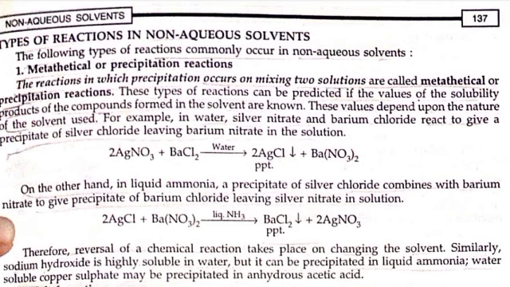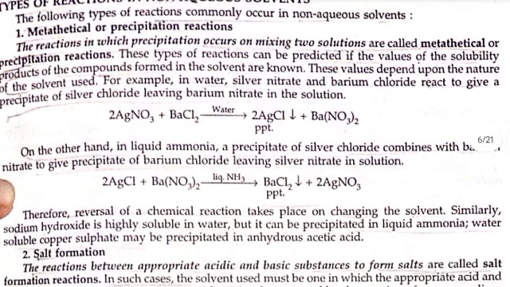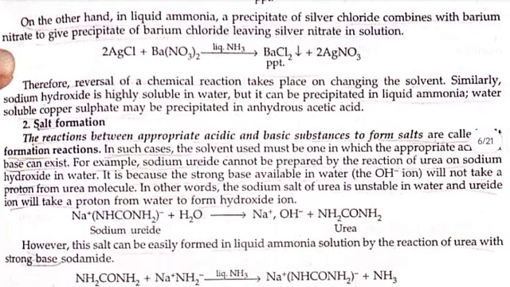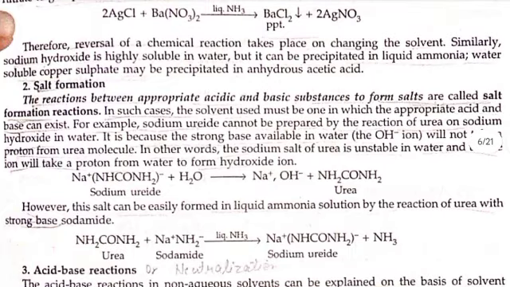For example, in water, silver nitrate and barium chloride react to give a precipitate of silver chloride, leaving barium nitrate in the solution. On the other hand, in liquid ammonia, a precipitate of barium chloride forms, leaving silver nitrate in solution. Therefore, reversal of a chemical reaction takes place on changing the solvent. Similarly, sodium hydroxide is highly soluble in water, but it can be precipitated in liquid ammonia. Water soluble copper sulfate may be precipitated in anhydrous acetic acid.